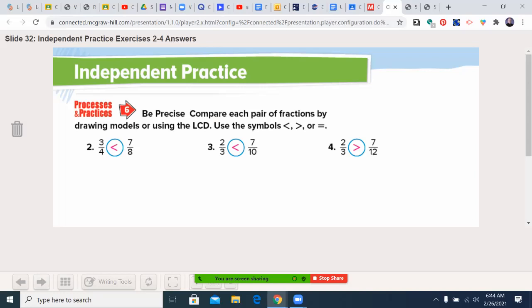Over here, this is going to become 8/12 because 3 goes into 12 4 times. So I multiply that by 4, got the 8. 8 is greater than 7, so 2/3 is greater than 7/12.